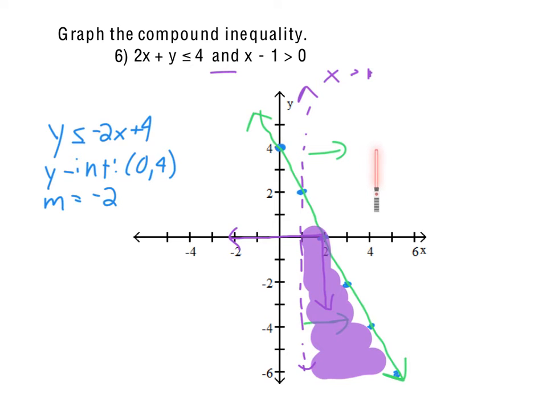We don't shade over here because this is only shaded for the x is greater than 1. We don't shade over here because this is only shaded for the 2x plus y is less than or equal to 4. And then we don't shade up here at all because that's not shaded by anything.